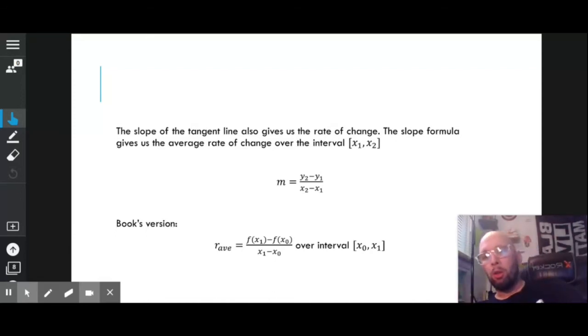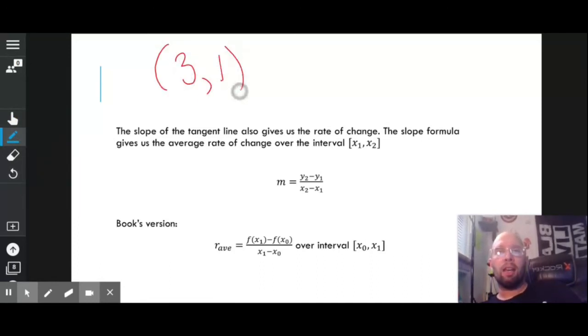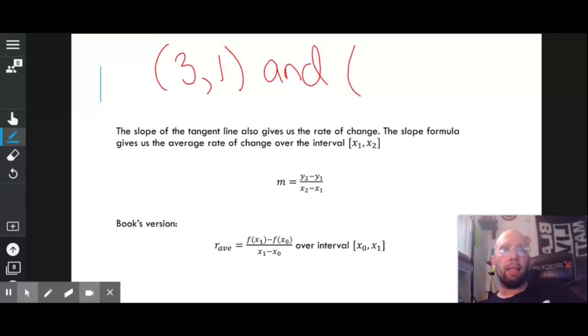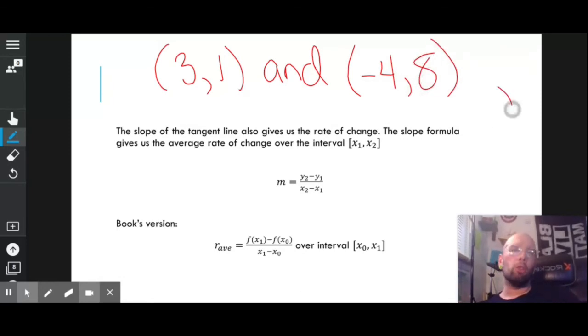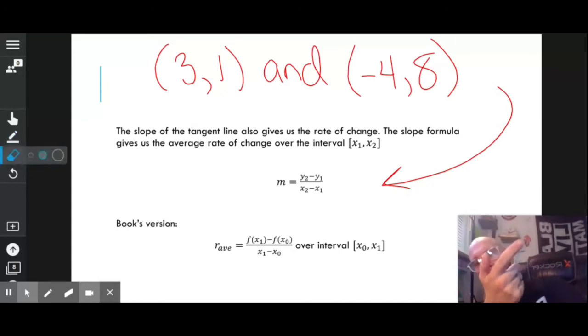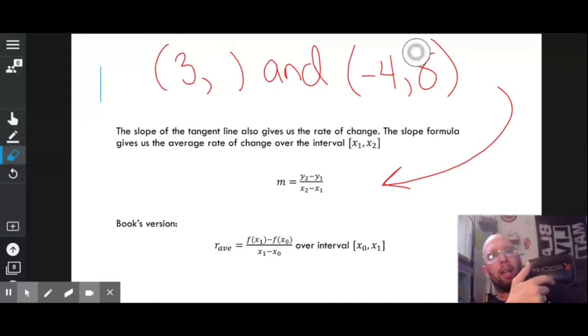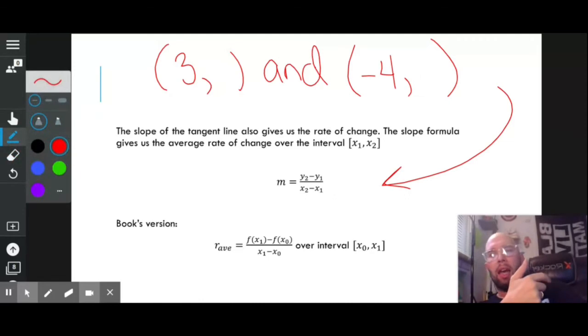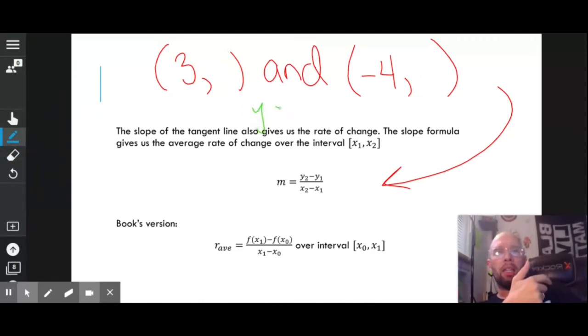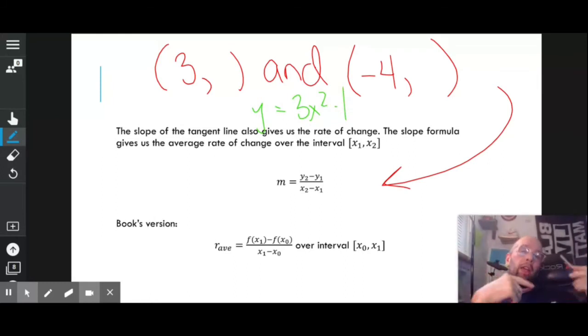So back when you were in Algebra 2, maybe I'd give you 2 points like this, and I'd say, hey, find the slope of the line connecting these two guys right here. And so you just use the slope formula right there. But now what I'm going to be doing is I'll give you this guy and I'll give you this guy, and I'll tell you that y equals 3x squared minus 1. Find your own y's and do the same thing. That's what we're going to end up doing next.